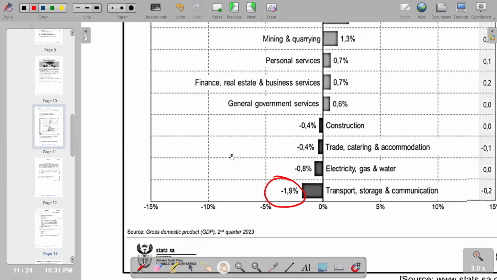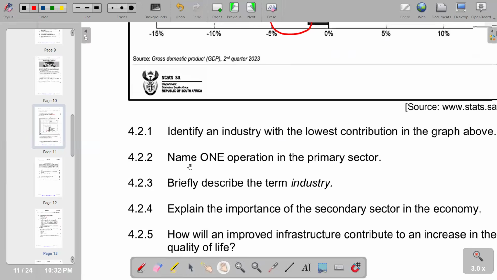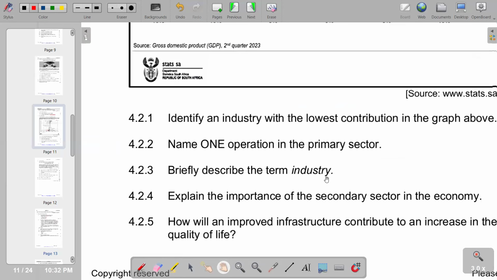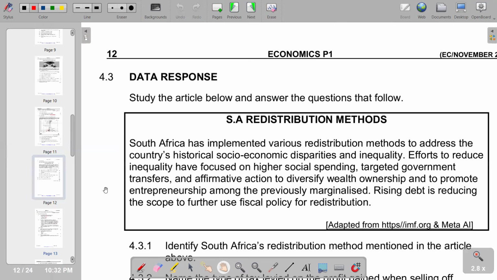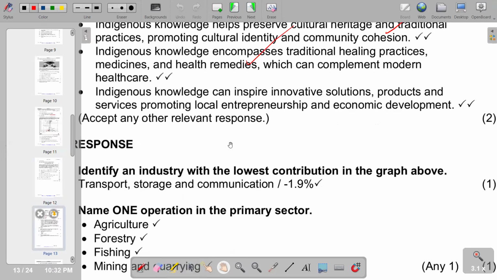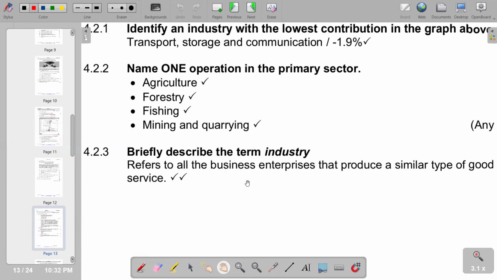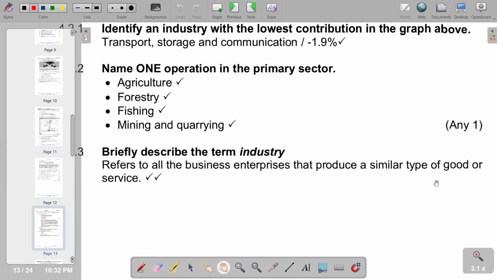And then if we go back again, the next question: briefly describe the term industry. So industry basically refers to all the business enterprises that produce a similar type of good or service. So that is the definition of an industry, the description of an industry.